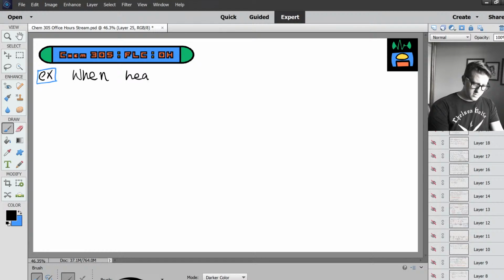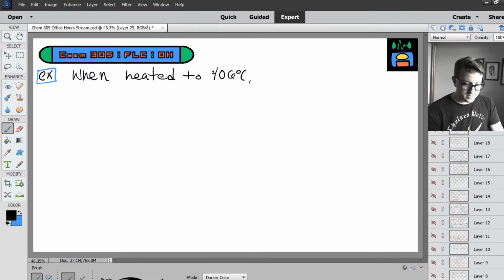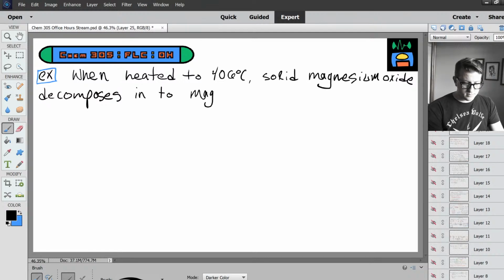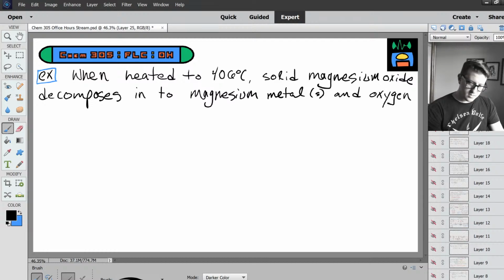So, when heated to 406 degrees Celsius, solid magnesium oxide decomposes into magnesium metal, which is a solid, and oxygen gas.